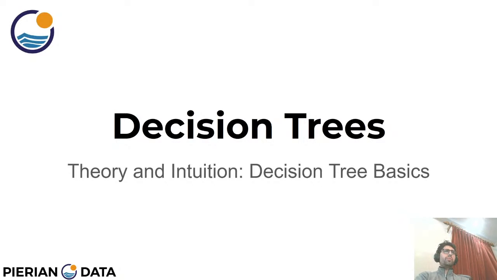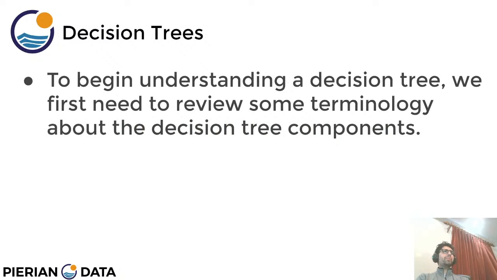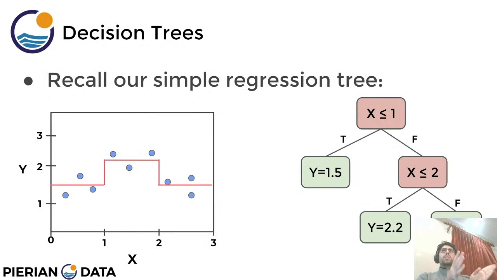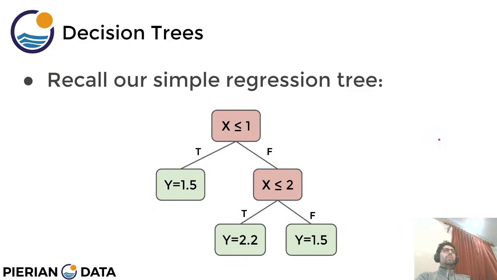All right. So the last two things I want to talk about are the basics of the terminology I'm going to be using, that way I don't have to keep pointing at stuff, and then the Gini impurity, how it actually works. To begin understanding a decision tree, I want to first review some quick terminology. So recall this very simple regression tree that we constructed. I want to talk about what I actually call each of these things that's happening here.